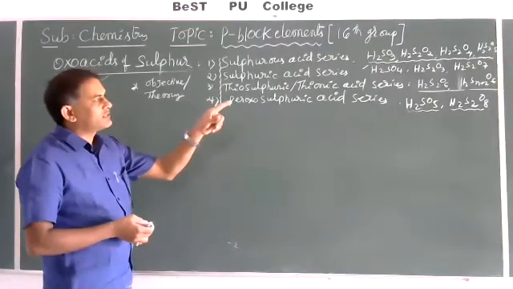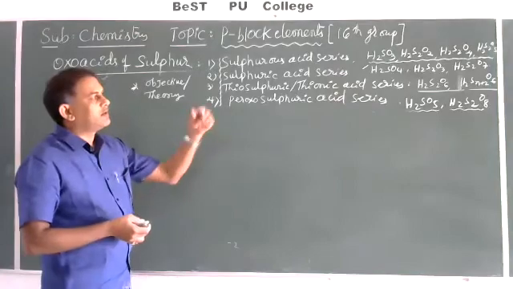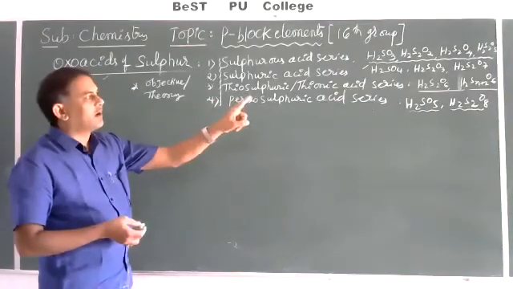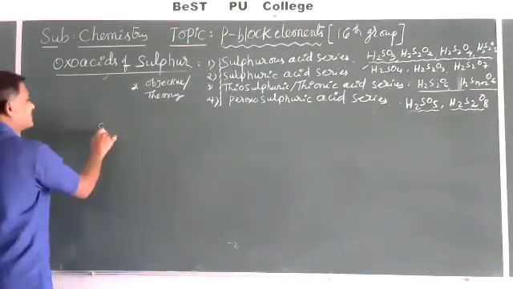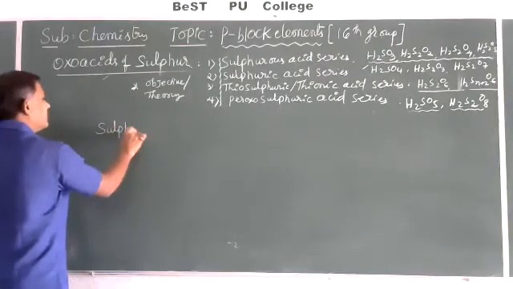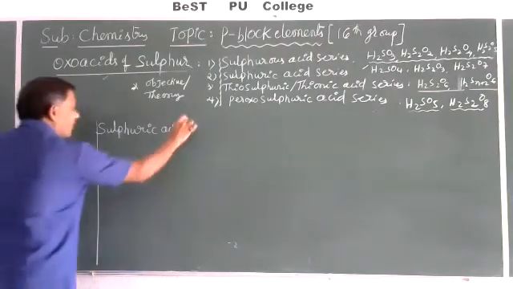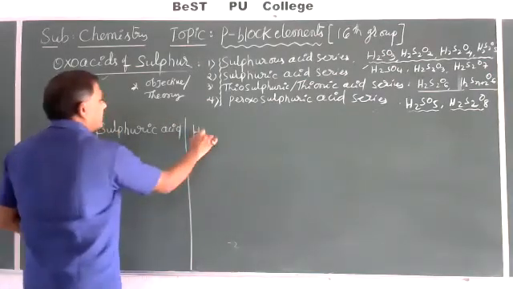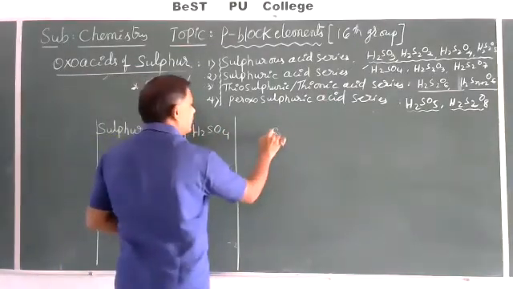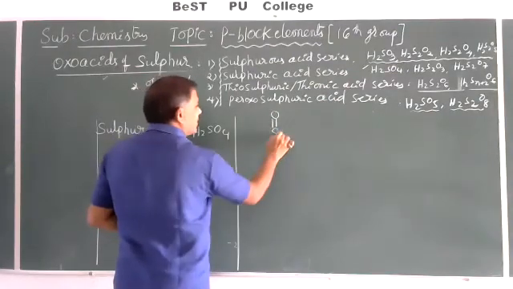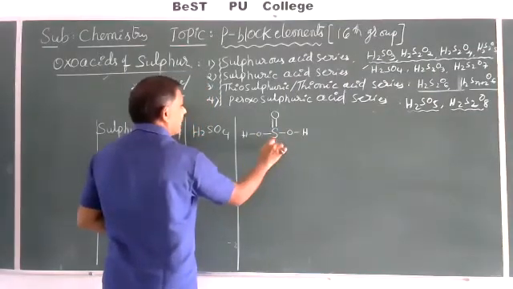In the sulfuric acid series, three are there: sulfuric acid, thiosulfuric acid, and disulfuric acid. There are three important series. One is here, sulfuric acid, and its formula is H2SO4. Its structure has one sulfur and four oxygen atoms. Out of four oxygen atoms we can take them like this.